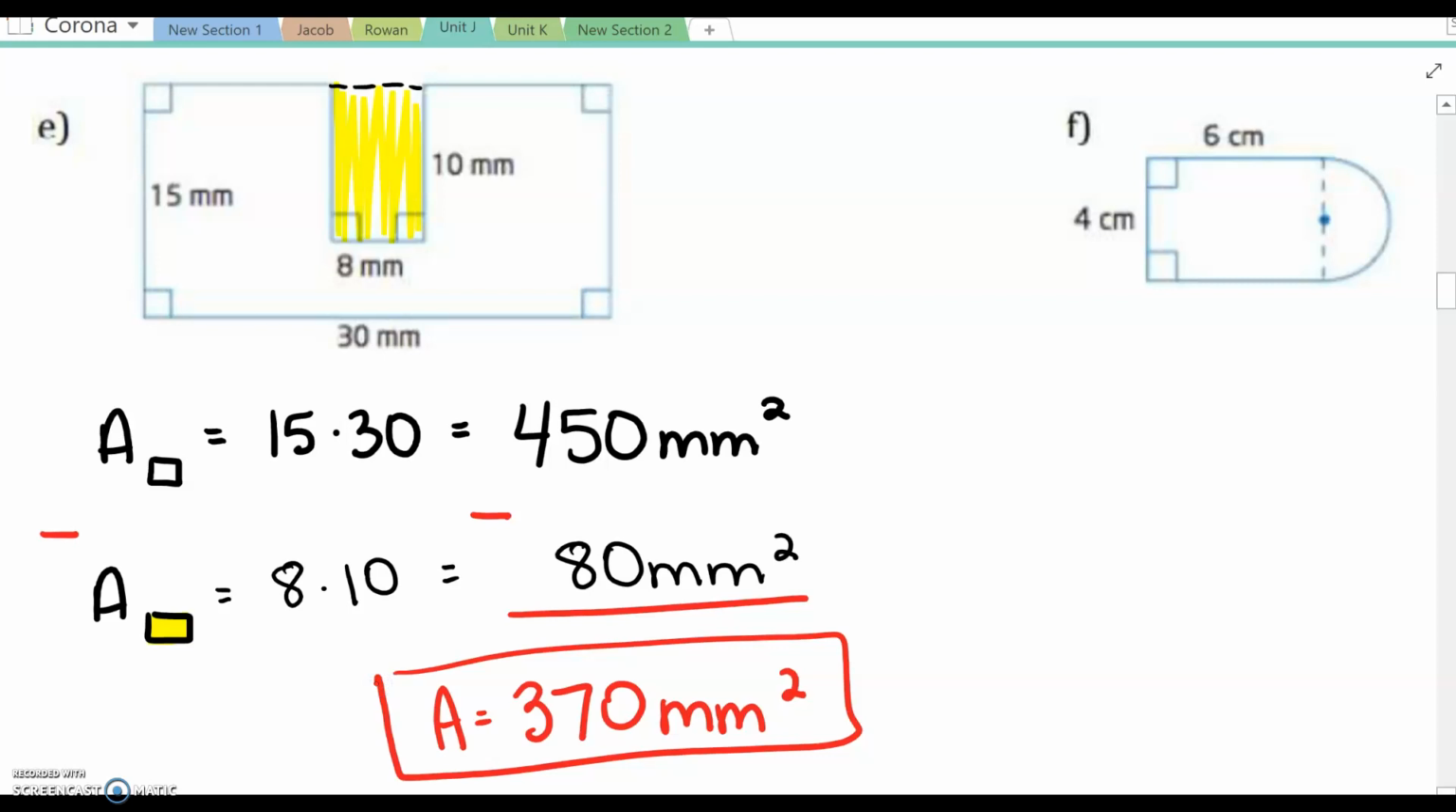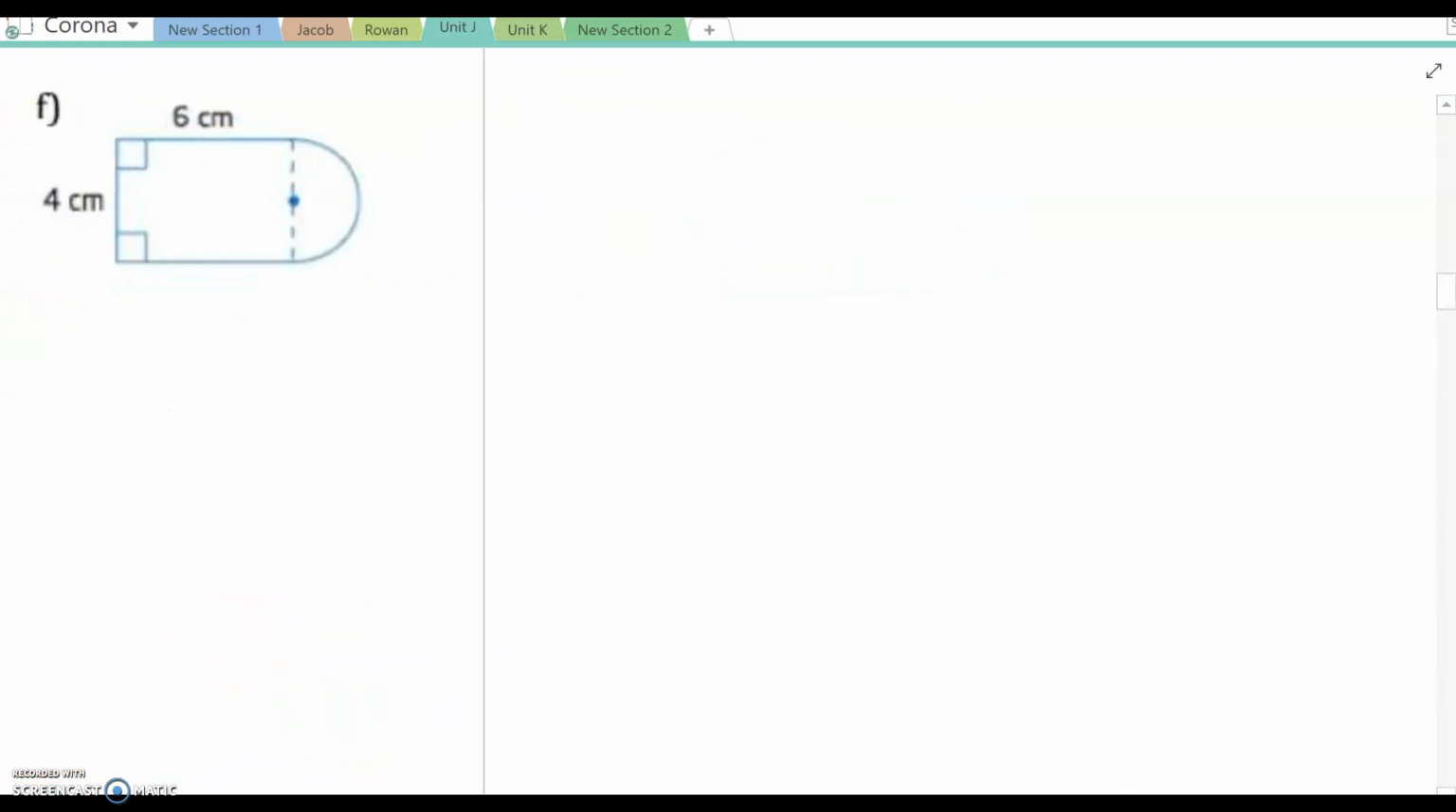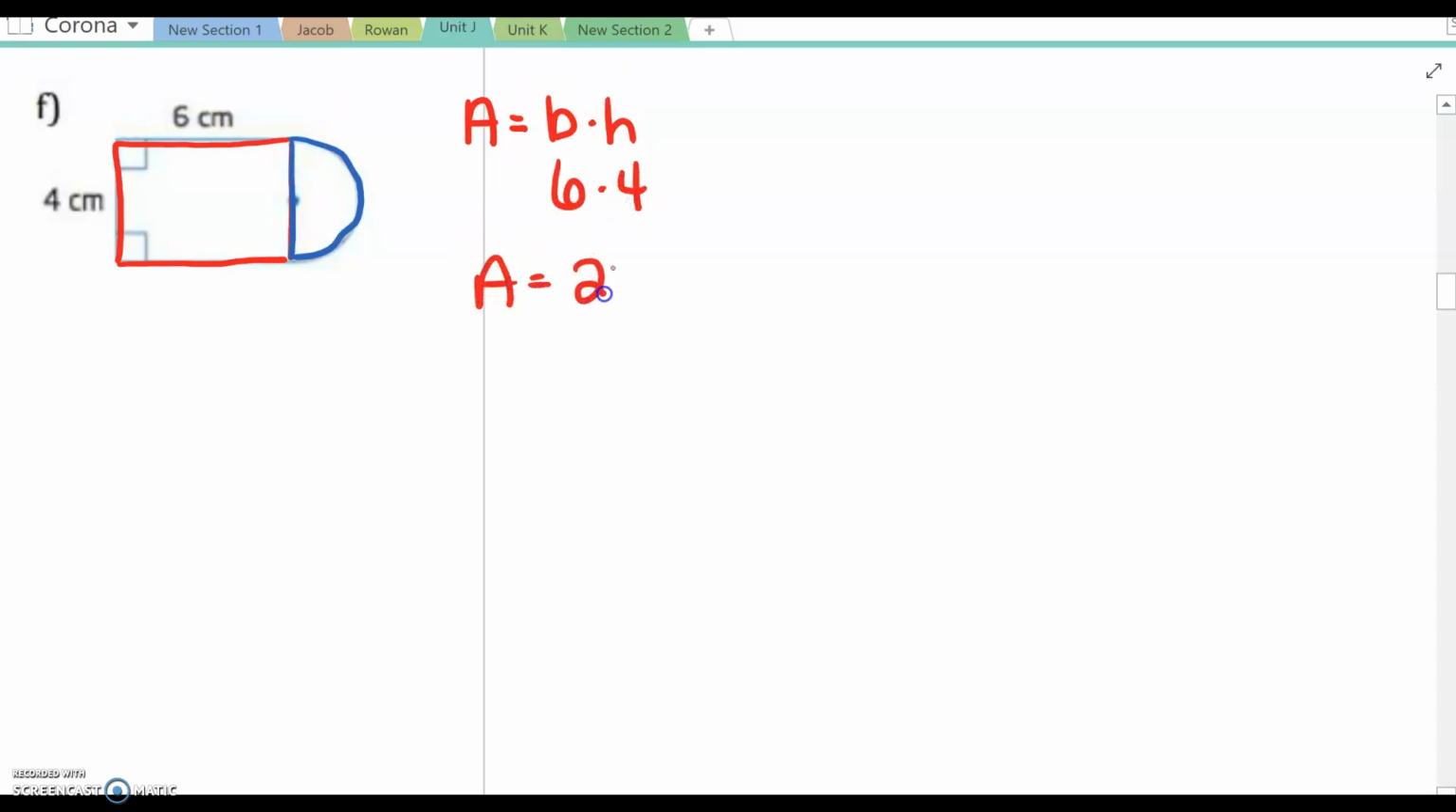Okay, one more for this video. Question F. Looks like I'm splitting it right along here. So it looks like I have a rectangle and I also have a semicircle. I have not a full circle, but it looks like half of a circle. So I'm going to combine those 2 areas. So the area for the rectangle is base times height, which in this case looks like 6 times 4, giving me an area of 24 centimeters squared.